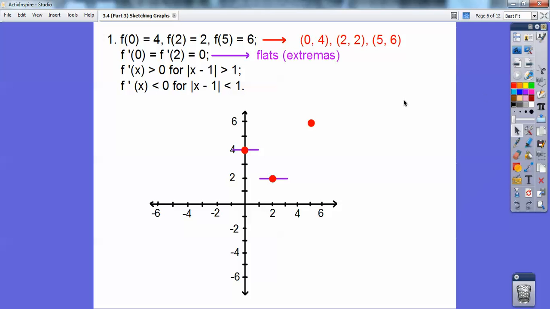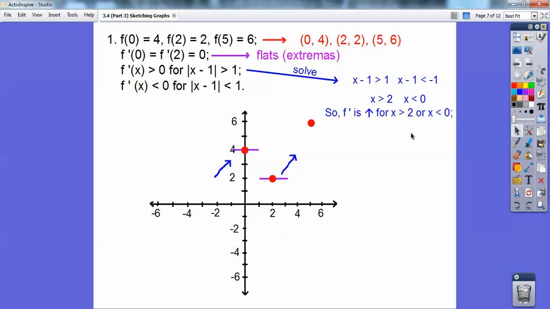Okay, let's go ahead and solve this guy right here and find out where it's increasing. Okay, so from algebra 1, x minus 1 is greater than 1, or x minus 1 is less than negative 1. So I get f prime is greater than 0 when x is greater than 2, which means it's increasing when x is greater than 2. So it's going up right here when it's greater than 2, and when it's less than 0. So I know it's going up right here.